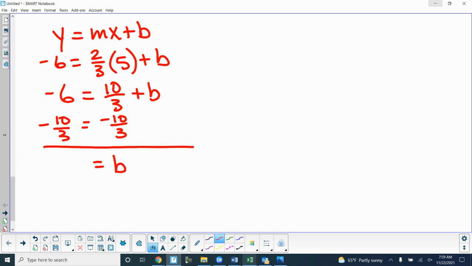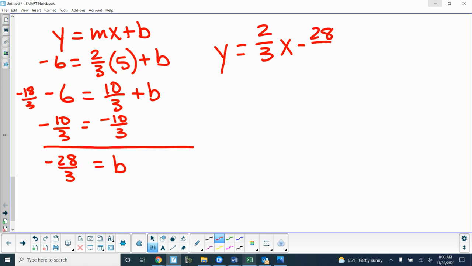All right, since it's thirds, I always like to get a common denominator. So I can change -6 to thirds. So all I got to do is multiply by 3. What's -6 times 3? -18. So -18 thirds and a -10 thirds is a -28 thirds. Okay, so my answer then is y equals, we figured out m to be 2/3. Okay, so y equals 2/3 x, and then b is -28 thirds.